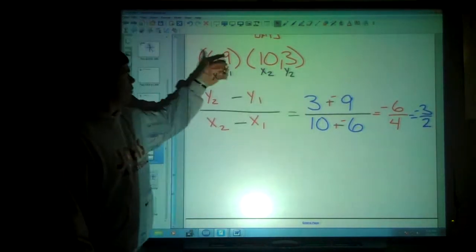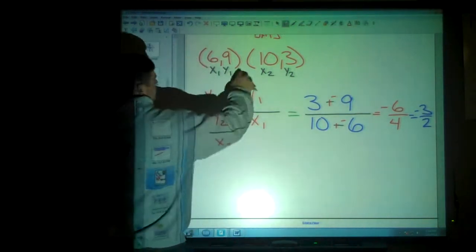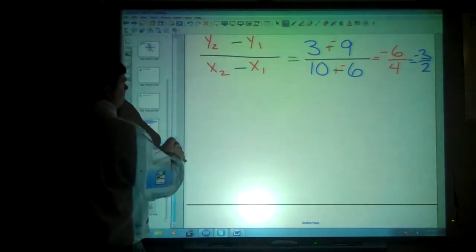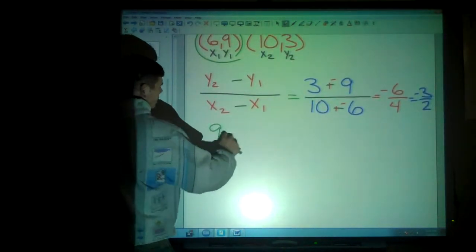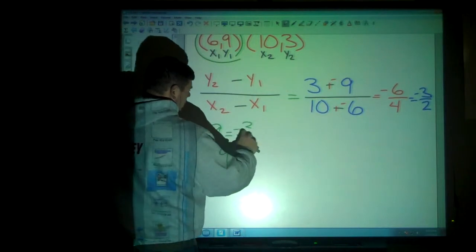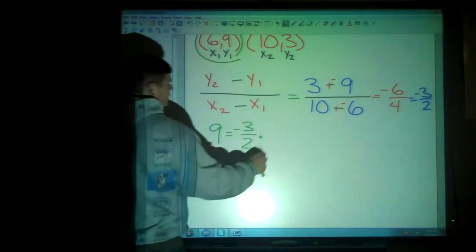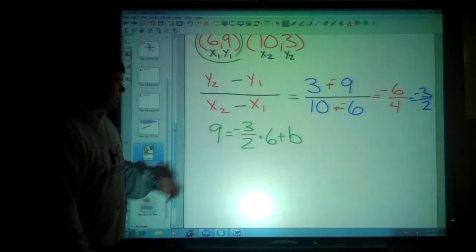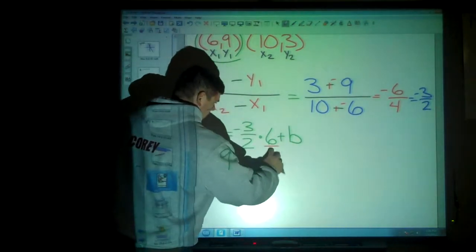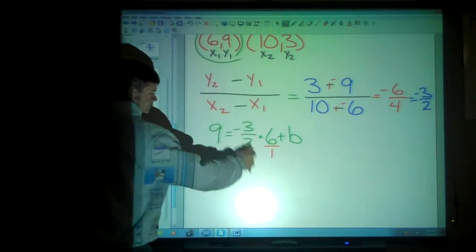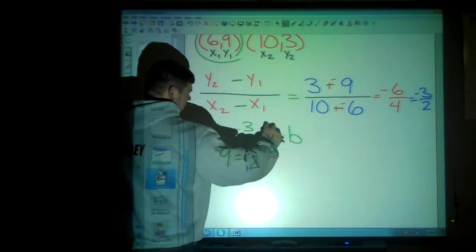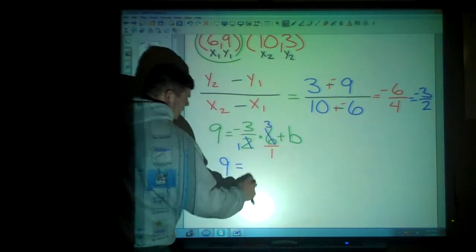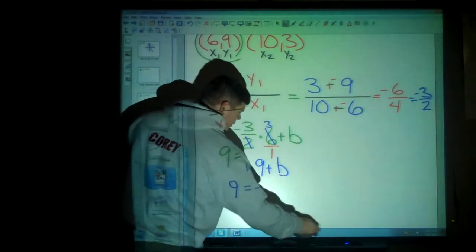I use that slope and one of the coordinates, so I'll use this coordinate here. So I'll use 6, 9, and I'll say 9 is equal to that slope times my x plus b. This is exactly like what we've been doing. I can make that a fraction. 2 goes into itself once and into 6 3 times. 9 is now equal to negative 9 plus b.